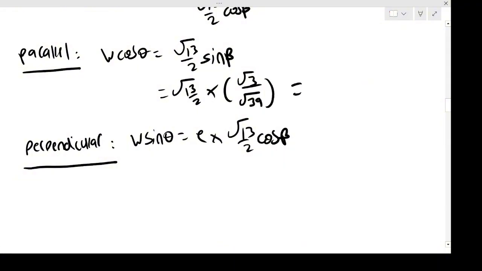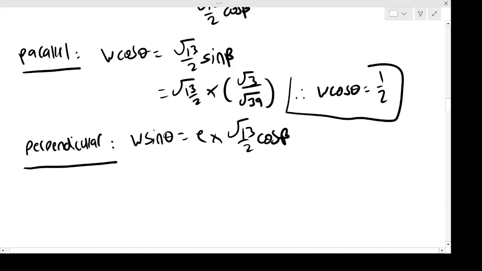And so that will get me that W cos theta. If I work out root 13 over 2 times root 3 over root 39, I get a half, which is quite nice, right? Now, imagine if we just subbed in the angle beta as a rounded decimal, we would not get a half exactly. So that's another reason why it's important to try and not use decimals and round earlier than we need to, right? Because we might be missing out on exact answers like that.